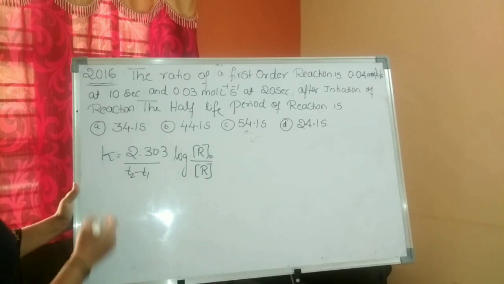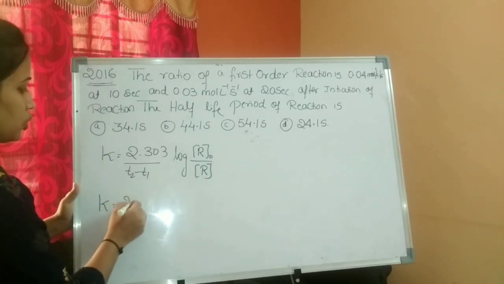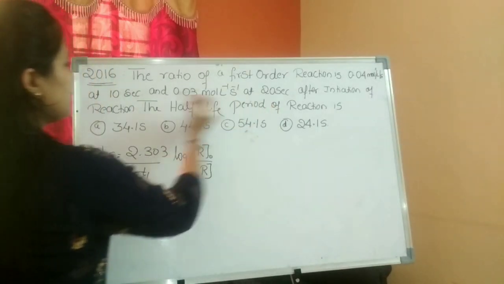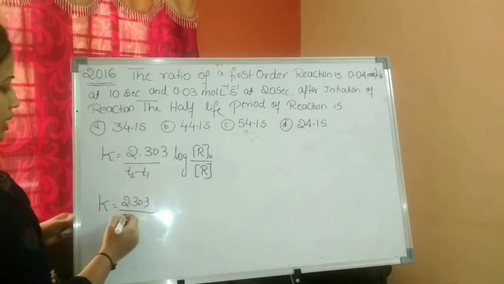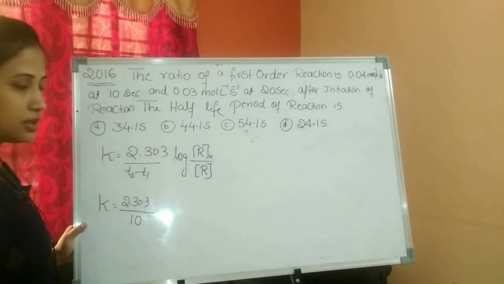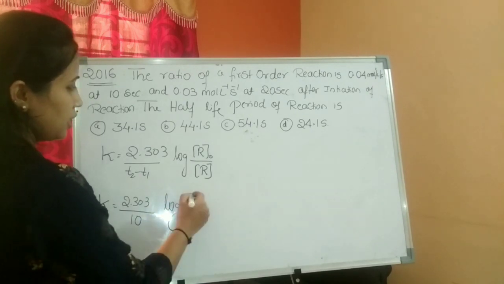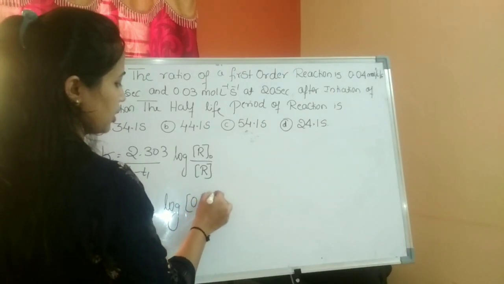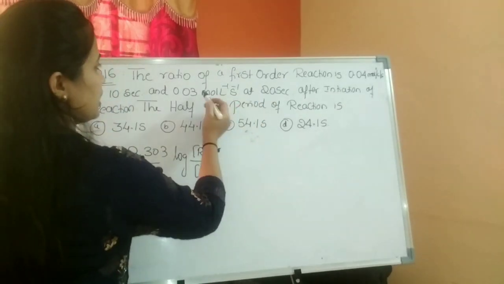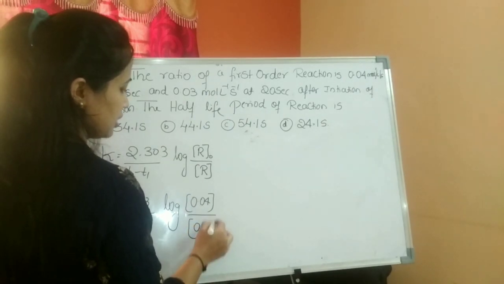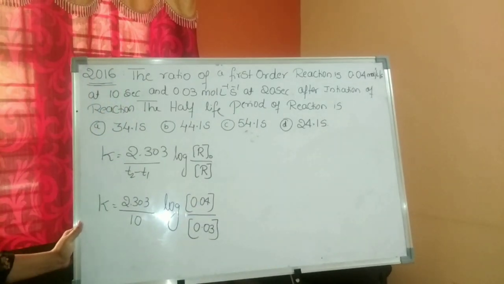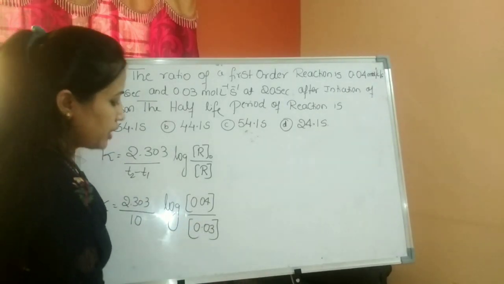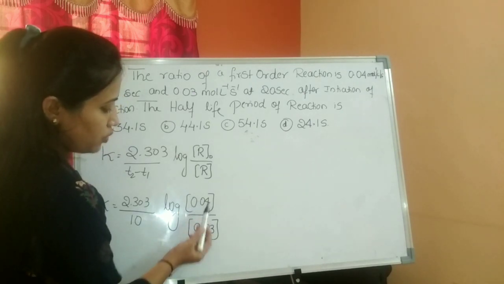So what happens then? K is equal to 2.303 over T2 minus T1. T2 is the final time, 20 seconds. T1 is the initial, that is 10. So 20 minus 10, we get 10 over here. I am reducing the steps, students. R naught, the initial rate, is 0.04, and at 20 seconds, the final, it was 0.03. So now this is all we need. The next step is simply calculation. How are we going to calculate here? See, we have 0.04, 0.03.